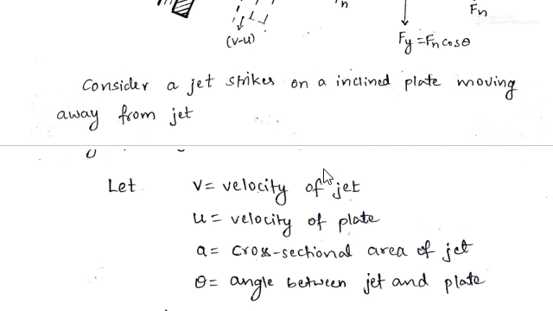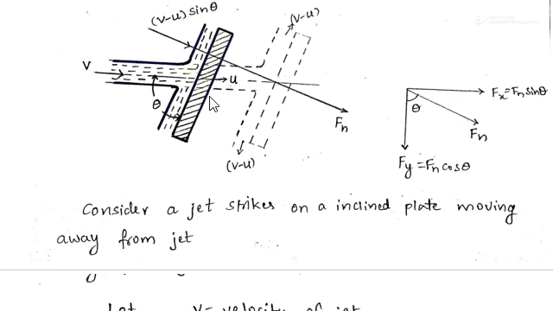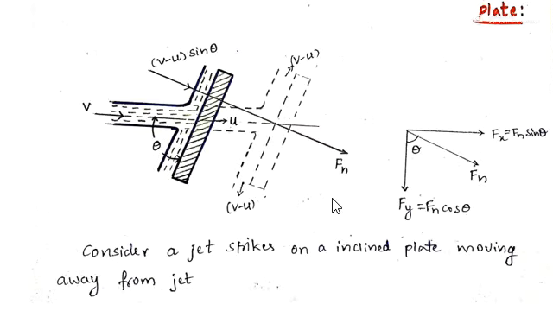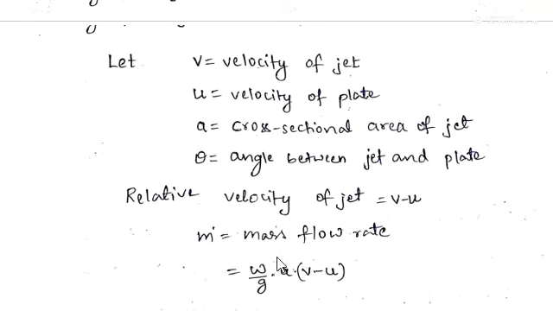The plate is moving with velocity of u, and the jet is moving with velocity of v. So the relative velocity between jet and plate is v minus u here. And the mass flow rate we can write as w by g into a into v minus u. We have seen in the initial cases, when the plate is at rest, the mass flow rate will be w by g into a into v only.